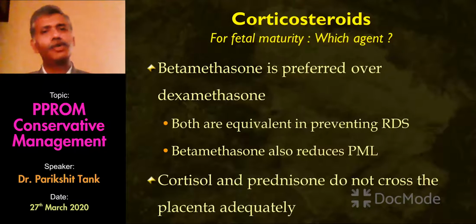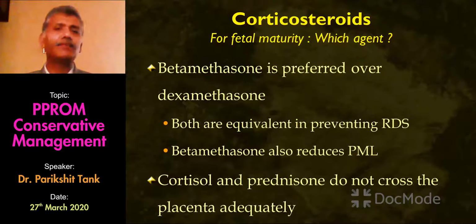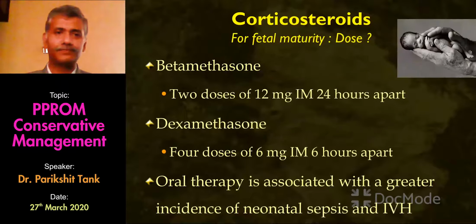Which agent should we use? Well, betamethasone is preferred over dexamethasone. They are both equivalent in terms of preventing respiratory distress, but betamethasone has a slight edge when it comes to the cortical effects. So, if available, betamethasone is the drug of choice. Failing that, dexamethasone is equally acceptable as well. Oral agents like cortisol and prednisolone do not cross the placenta adequately and should not be used.